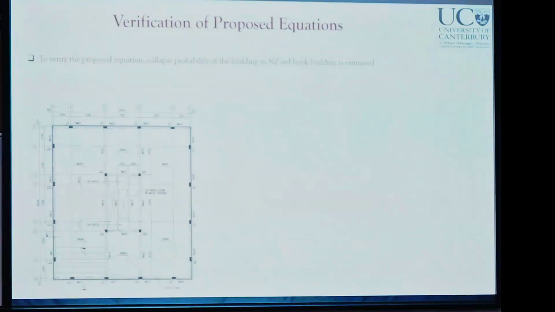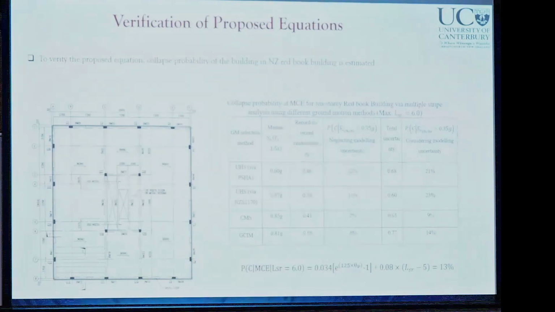We need to verify also the procedure for a case study building outside the case study range that we used to develop the equation, and we went back to the Red Book building. In previous chapters, we have conducted nonlinear analysis for collapse probabilities, and for this building we calculated the collapse probability using the proposed equation, and we got 13%. If you compare this number with this column here, you see that it is conservative, as expected. We wanted it to be conservative, but it is fairly close to the results of the uniform hazard spectrum ground motion selection methods.